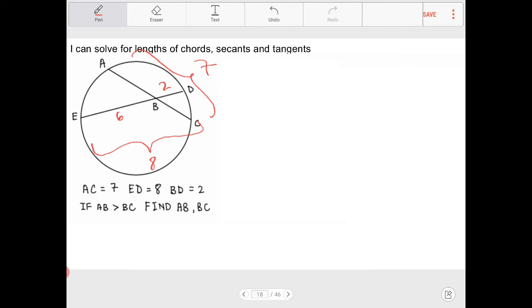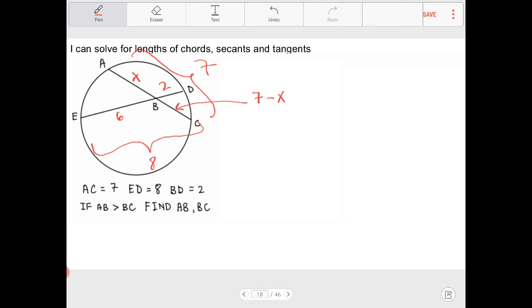I know the overall length of AC is equal to 7, and we're told that AB is greater than BC, and to find the length of AB and BC. I don't know either one of them. However, let's say we call AB X. If AB was X, then BC would have to be 7 minus X, because I know the overall length is 7.